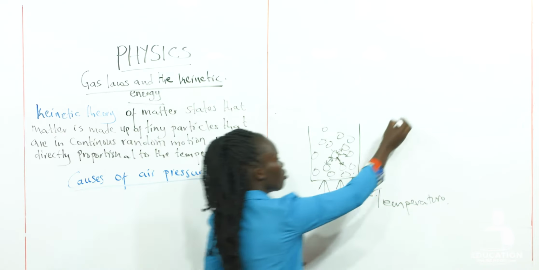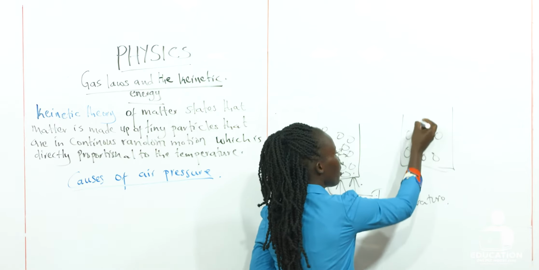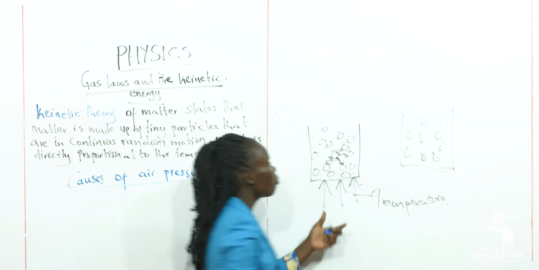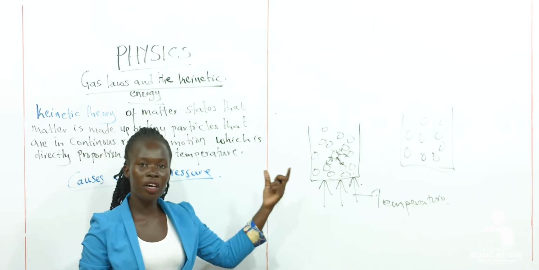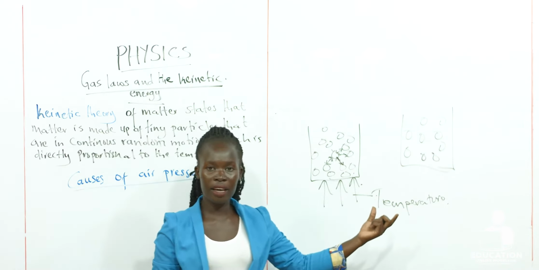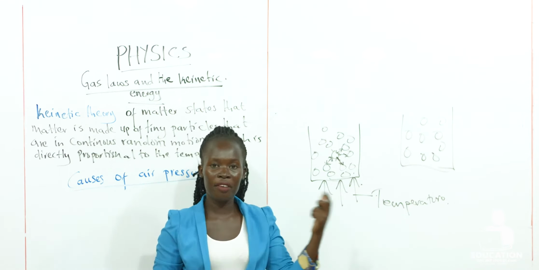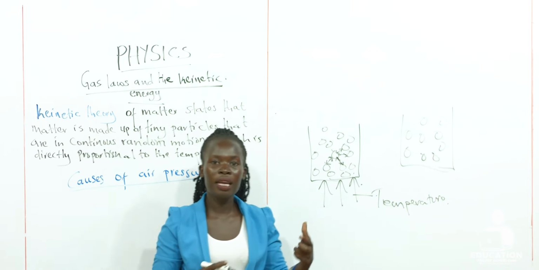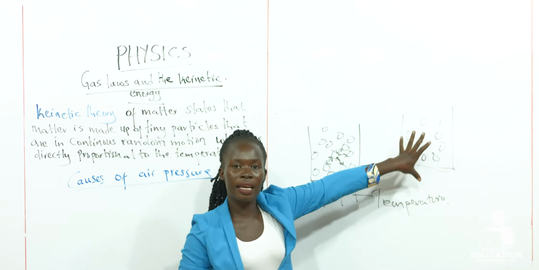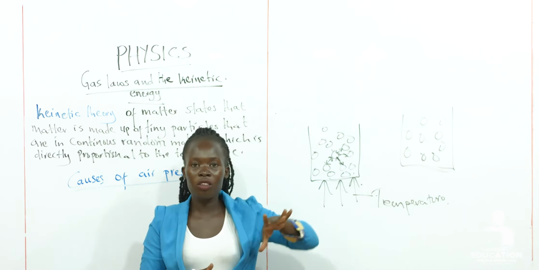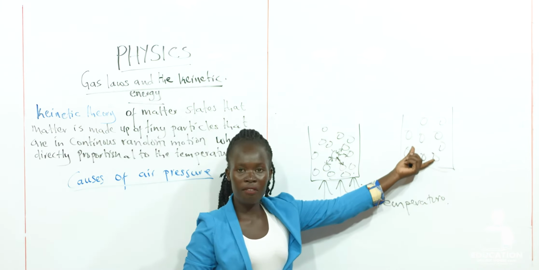If the bonds are broken, the molecules move at a higher speed, because you have increased their kinetic energy. They move from one point to another at a very high speed. So you have also expanded this gas, and when you expand this gas, there will be an increase in the volume.